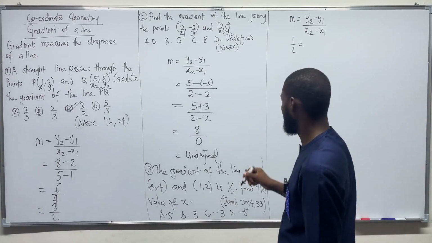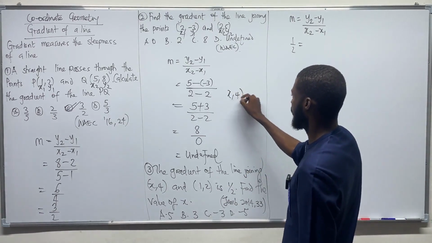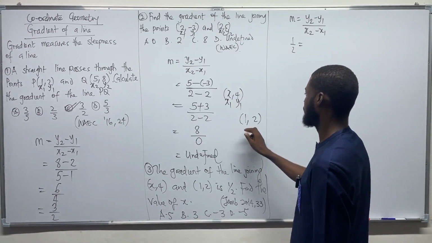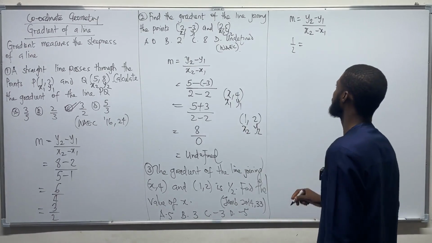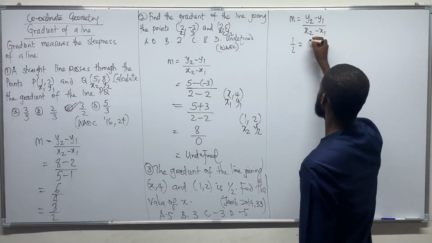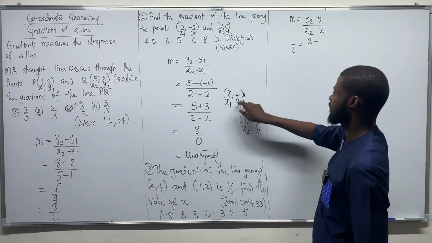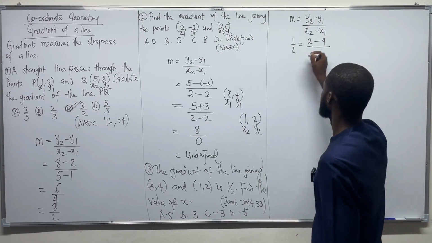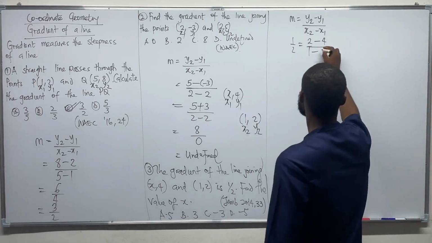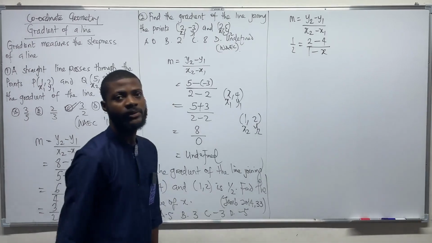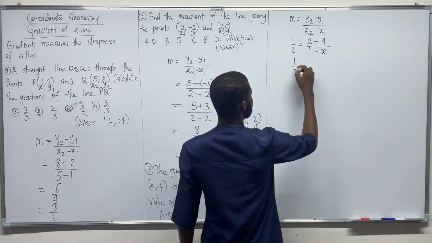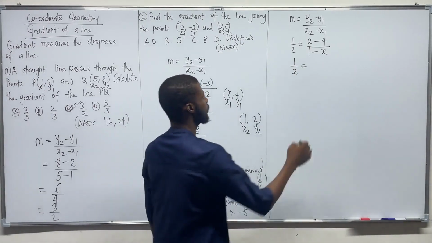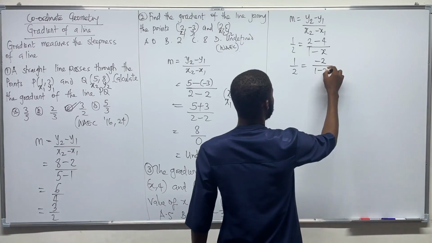Then let me name my points. Let me just write my points here: (s, 4), and then (1, 2). So this is x1, y1. This is x2, y2. So y2 is equal to 2. So this is 2 minus y1, which is 4, divided by x2, which is 1, minus x1, which is s. Let us continue. So this will become 1 over 2 equal, what is 2 minus 4? 2 minus 4 will give us minus 2. This is minus 2 divided by 1 minus s.